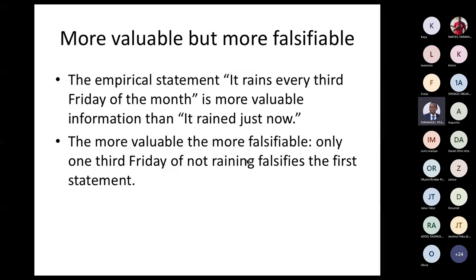Now, let's look at the second type of inductive argument: arguments with statistical hypotheses as conclusion. We have finished looking at arguments with law-like hypotheses as conclusion. We saw that in those arguments, there is a jump from particular statements as premises to general statements as conclusions. Then we discussed the risks involved in that jump, and we saw that that jump is not very good.